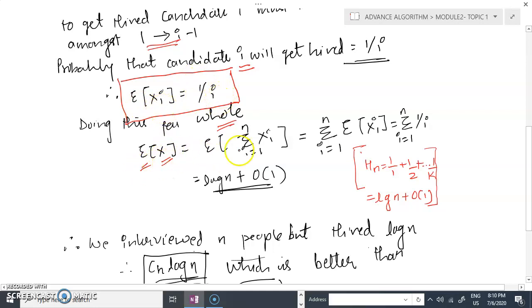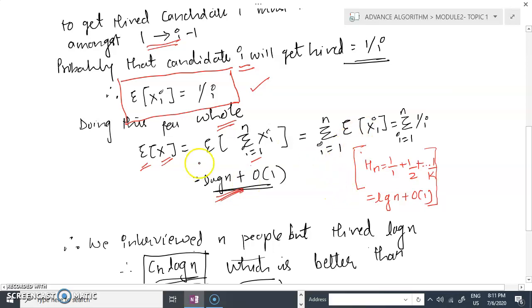So the expectation on x is the summation over i equal to 1 to n of x of i, which gives me the summation of i equal to 1 to n of the expectation on x of i. But we have just seen that the expectation on x of i is 1 by i. So it boils down to the summation of i equal to 1 to n of 1 by i. That will give me log n plus big O of 1.